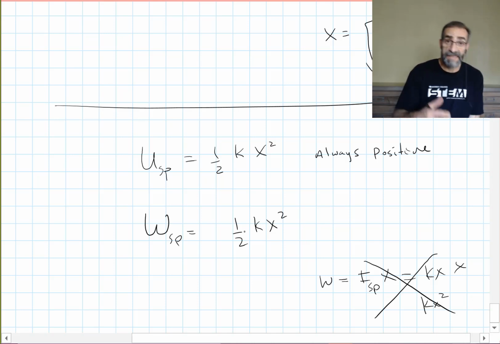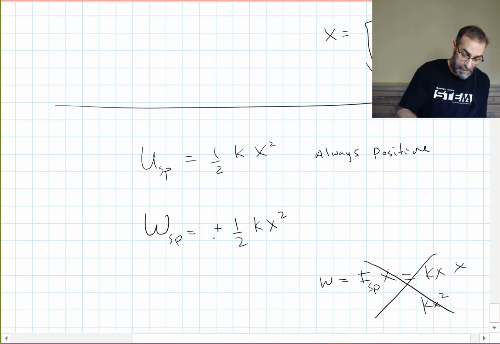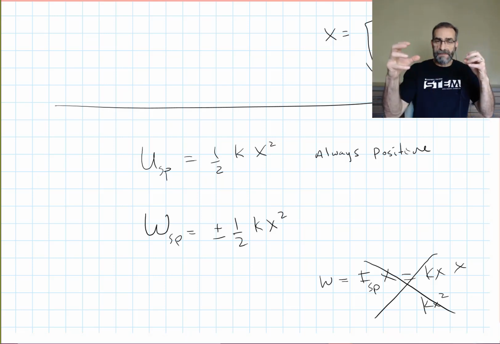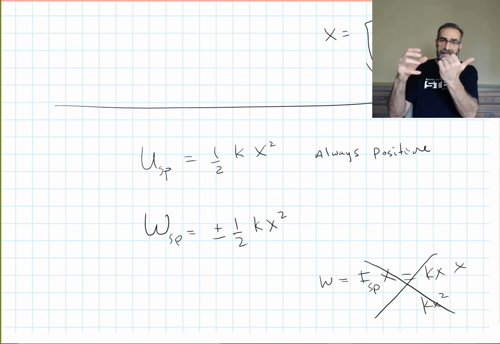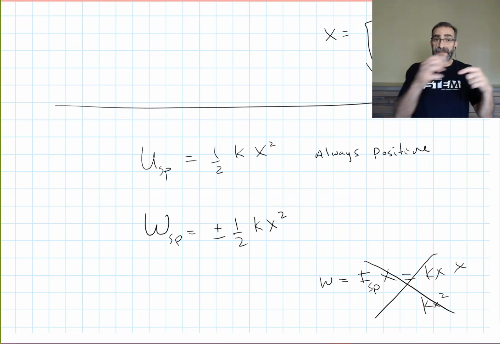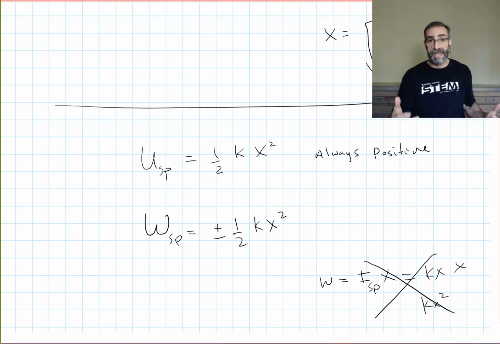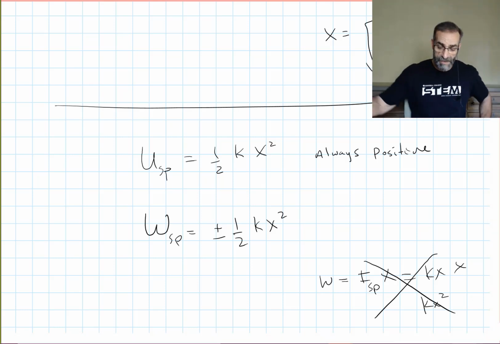But remember, the work done by a spring can be positive or negative. If we're sliding a block in one direction and the spring is pulling back in the opposite direction, it's doing negative work on the block. If it's pushing the block in the same direction it's moving, it's doing positive work on the block. So you have to look at the situation and see whether it's positive or negative. Does that help a little bit?